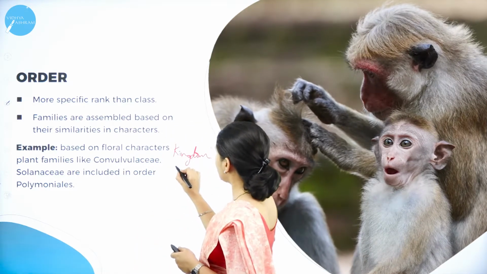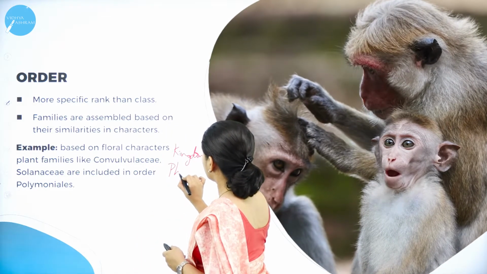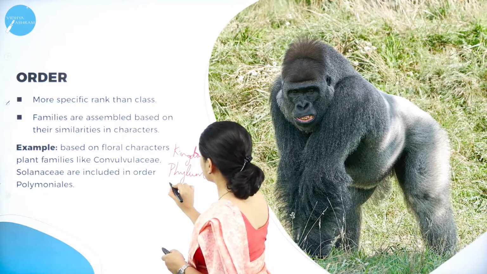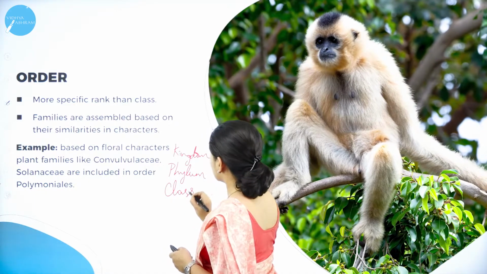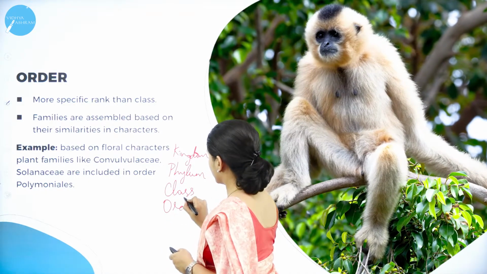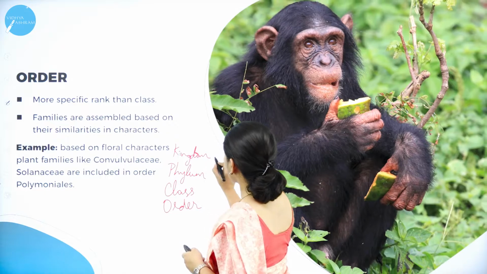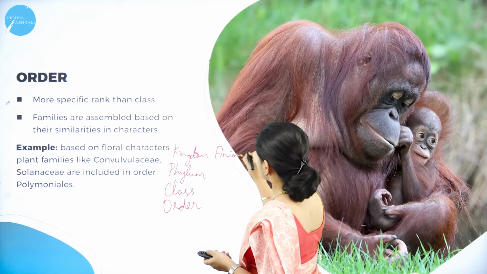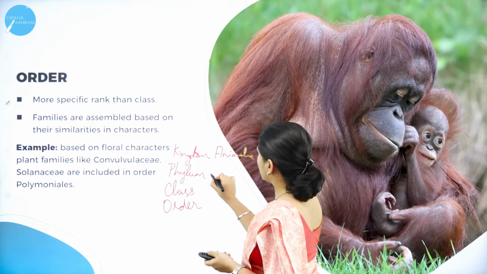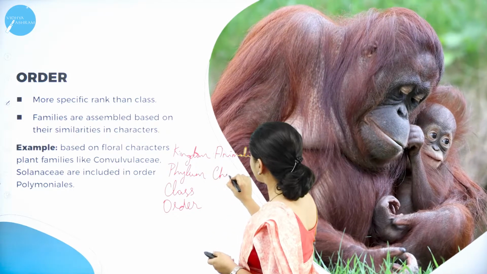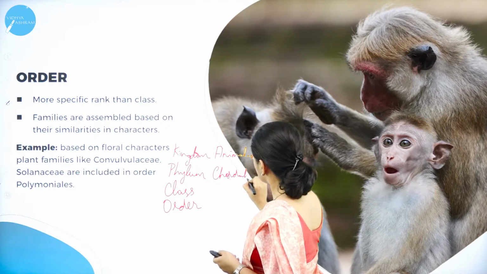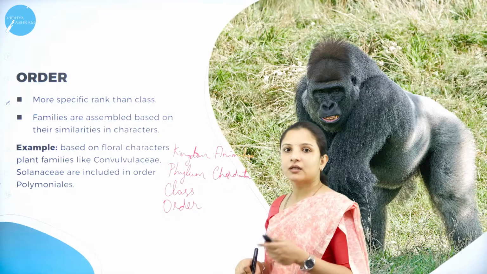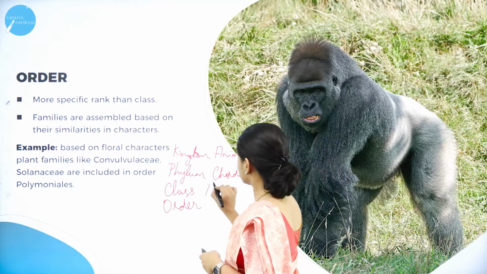Then we talked about phylum or division. Then came the class. Then comes the order. So what did we talk? Kingdom was Animalia. Phylum, Chordata. Then class, it is primates.